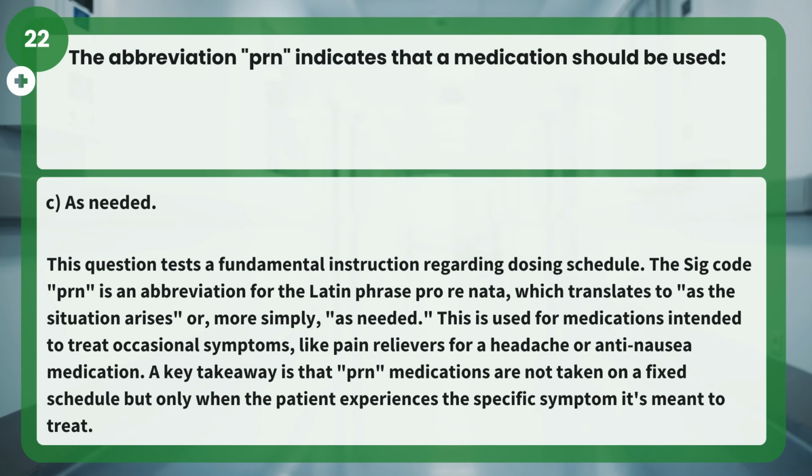The SIG code PRN is an abbreviation for the Latin phrase pro re nata, which translates to as the situation arises or, more simply, as needed. This is used for medications intended to treat occasional symptoms, like pain relievers for a headache or anti-nausea medication. A key takeaway is that PRN medications are not taken on a fixed schedule but only when the patient experiences the specific symptom it's meant to treat.